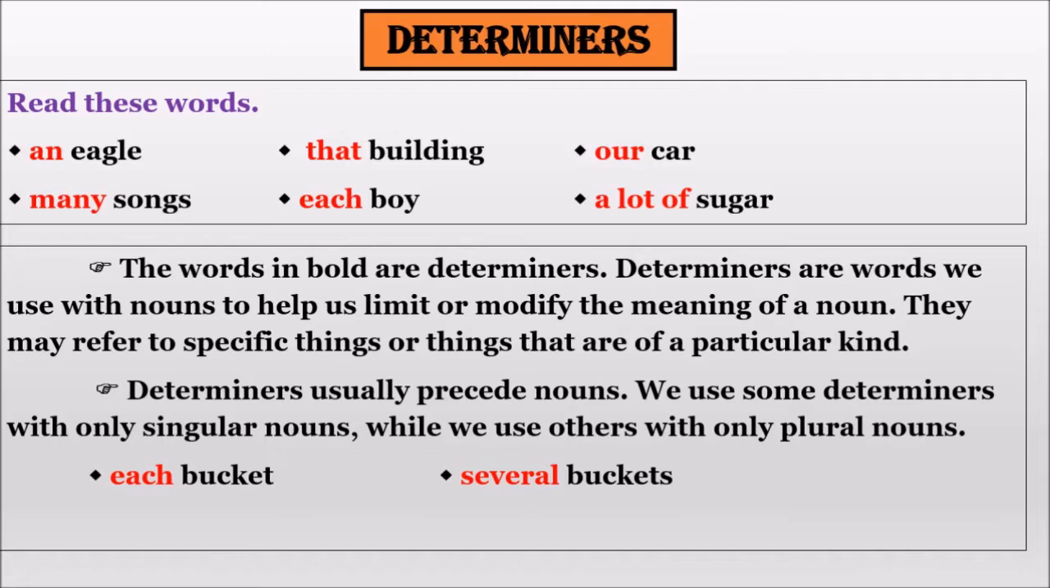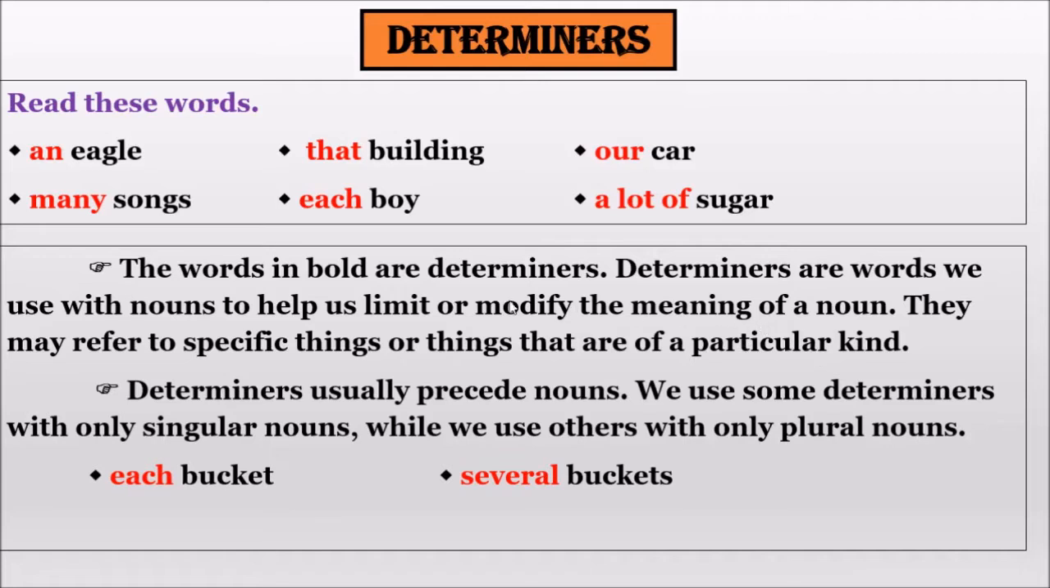Now before entering into the determiners, let us see what these are. Read these words: an eagle, that building, our car, many songs, each boy, a lot of sugar. So these words are in two colors, right? Red and black. The words in red are determiners. Determiners are words we use with nouns to help us limit or modify the meaning of a noun. They may refer to specific things or things that are of a particular kind.